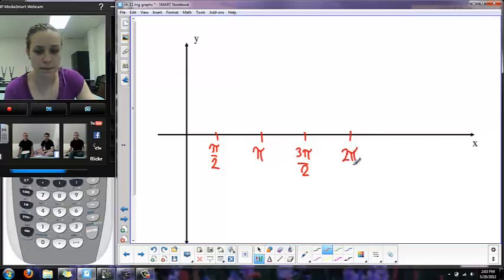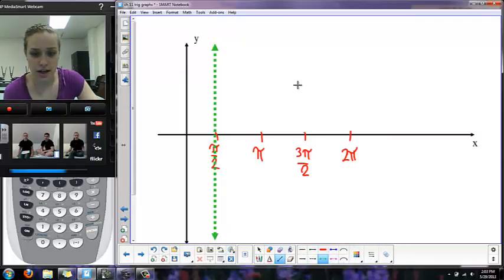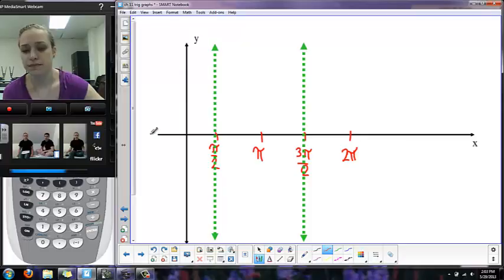Now just remember that tangent is undefined at 90, which is pi over 2, and 270, which is 3 pi over 2. So right here and right here, those are two vertical asymptotes, meaning that tangent is not going to pass this line, and it's not going to pass this line. If you want to draw in those vertical lines during the test, that's perfectly fine. Now tangent starts down here at 0, and it's going to extend upward, but it's not going to hit that vertical asymptote.